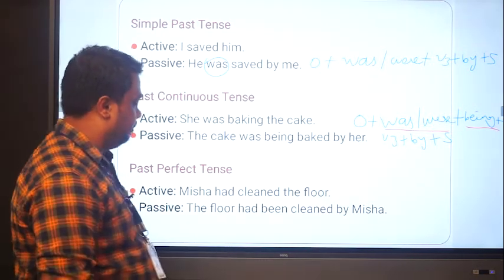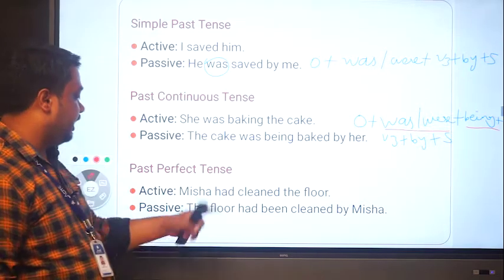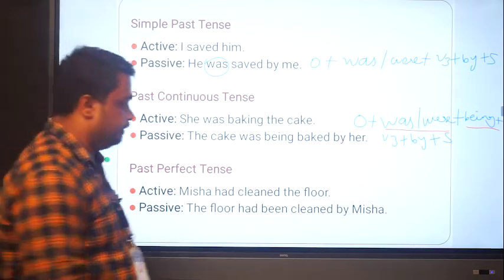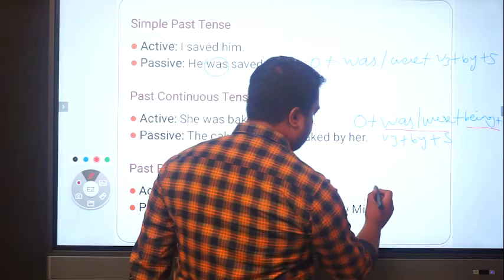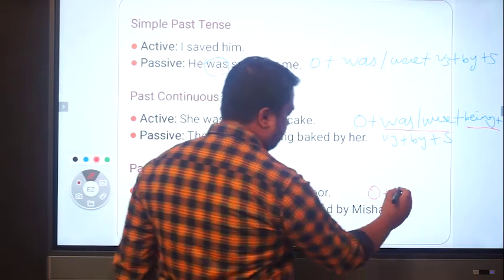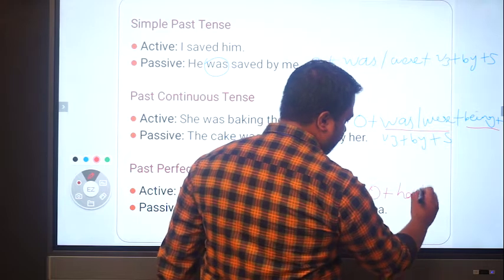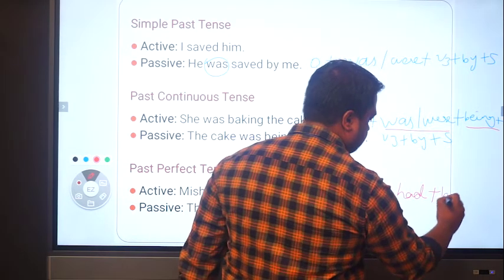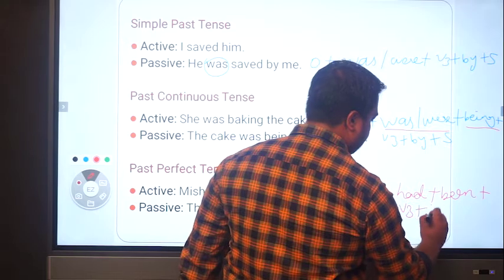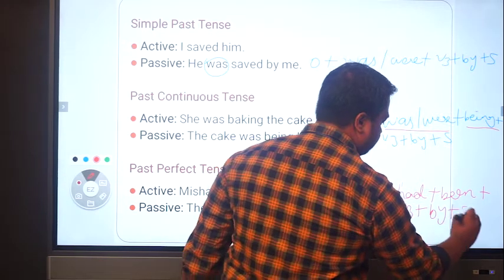Next tense, past perfect tense, active. Misha had cleaned the floor. Misha is the name of a girl. Misha had cleaned the floor. The floor had been cleaned by Misha. So let's see the format of it. Object plus perfect tense, right? Had plus been plus V3 plus by plus subject.